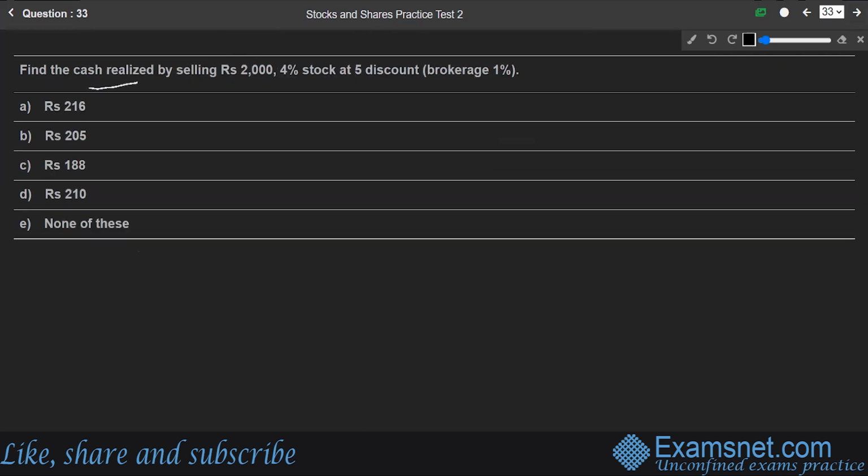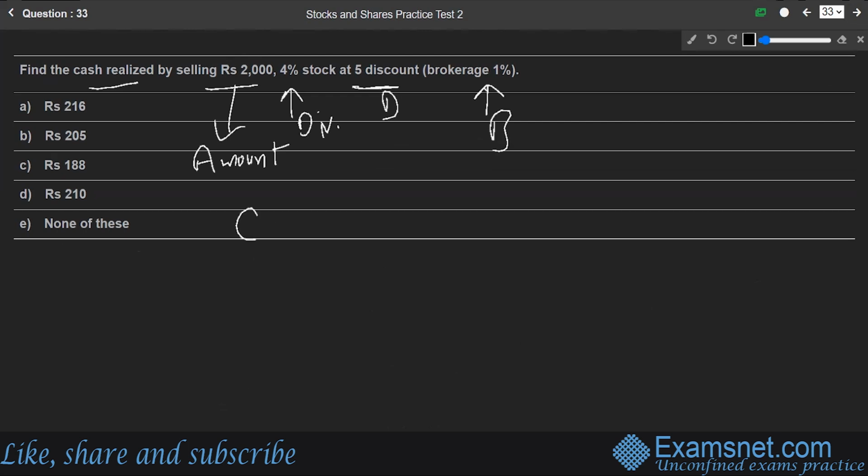Now find the cash realized by selling rupees 2000, 4% stock at 5 discount, brokerage 1%. So all the values have been given to us. The amount, or the investment, is 2000. 4% stock is nothing but a dividend percentage, and the dividend percentage is also given. Discount value is also given, 5 rupees. Brokerage value is also given as 1 rupee.